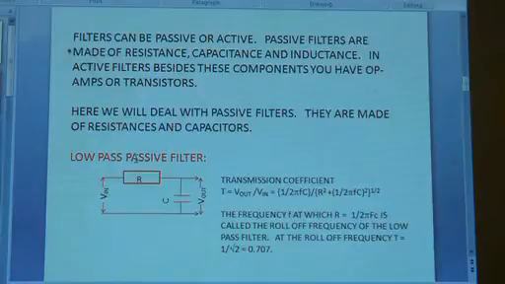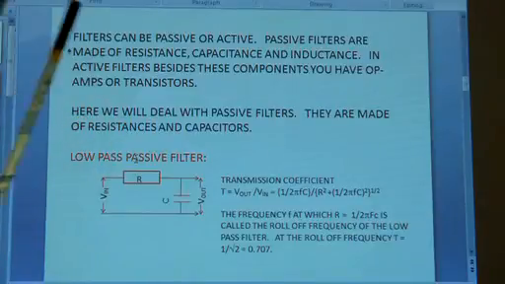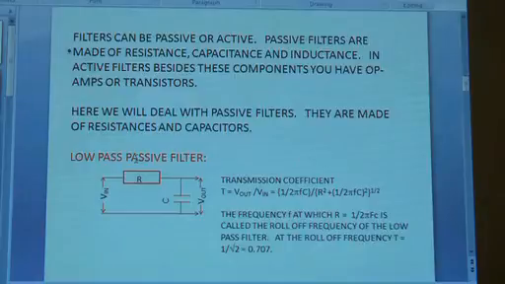Filters can be of two types, passive or active. Passive filters are made of components like resistance, capacitance and inductance, which are passive components. Active filters will have these components, but in addition they will have operational amplifiers or transistors. Here we will deal with passive filters made of resistance and capacitance.